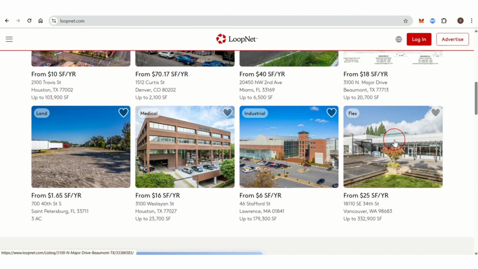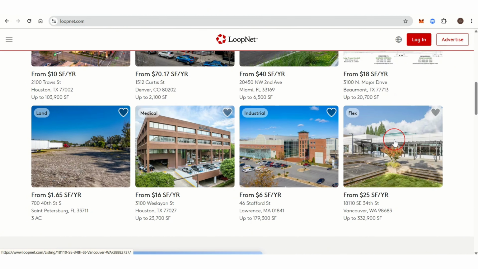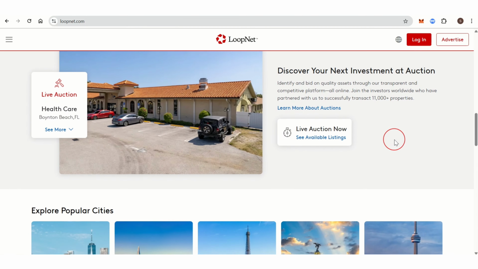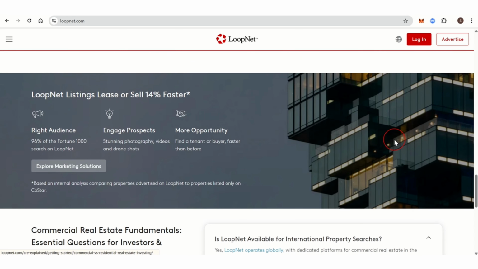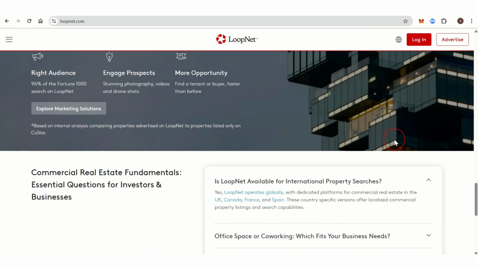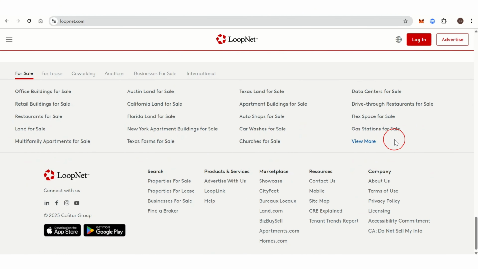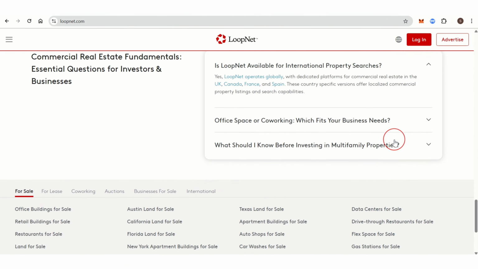And the key features of LoopNet are that it accesses a wide range of commercial properties, including offices, retail spaces, industrial buildings, and multifamily units. It refines searches by property type, location, price, and other criteria. It connects with commercial real estate brokers and agents, and gives access to market trends and property performance data.